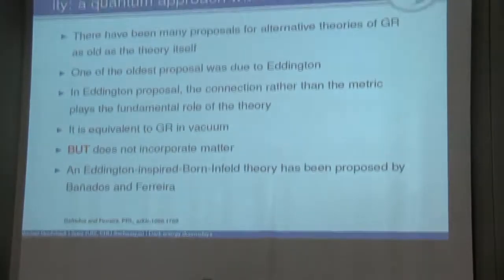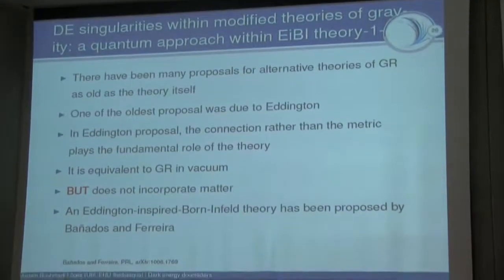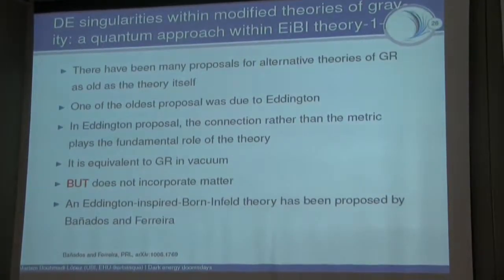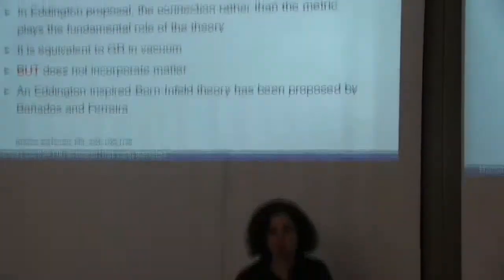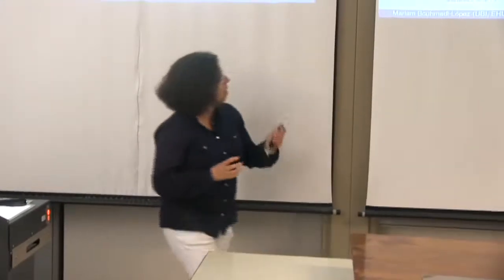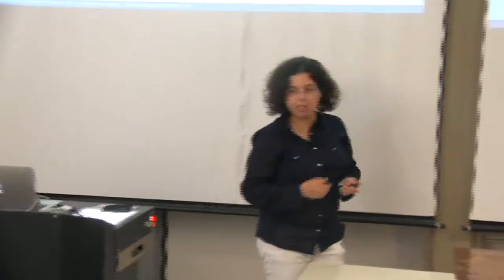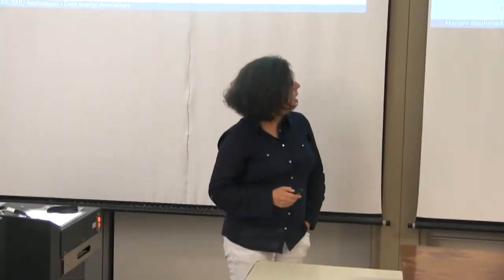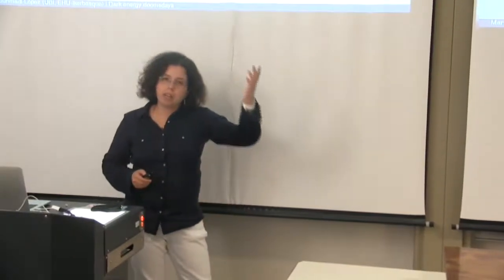Okay, so briefly, we have several ways of modifying gravity. Essentially, we can use a Palatini approach, where the metric and the connection are independent, the connection does not correspond to the Christoffel symbol of the metric. And we can also play around with torsion and other ways.